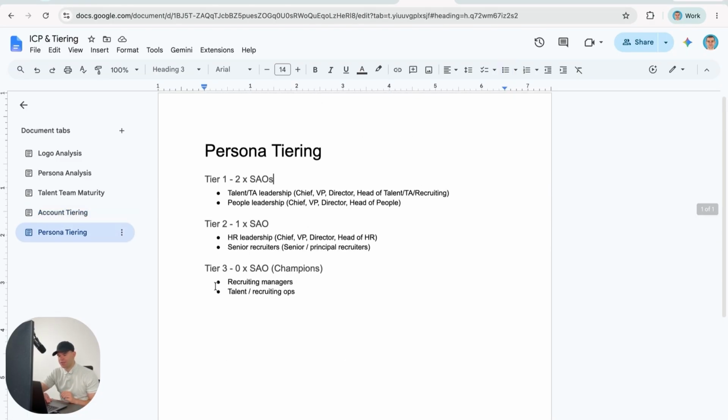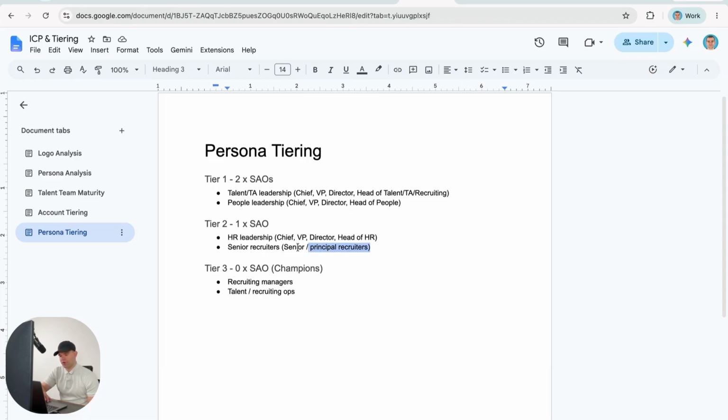And then finally for persona tiering, we have based it off the persona analysis. So tier 1, talent and talent acquisition leadership, people leadership. Tier 2, we have actually included HR leadership because even though we don't have any customers there, if we have a CHRO, but we don't have a people leader or a talent leader, and we get them on the phone and we book a meeting with them, that's still a very high quality meeting and chances are they're going to have some level of interest. So that's why it's a tier 2.